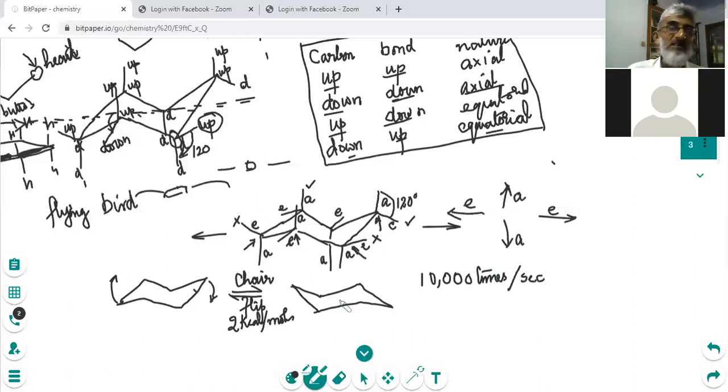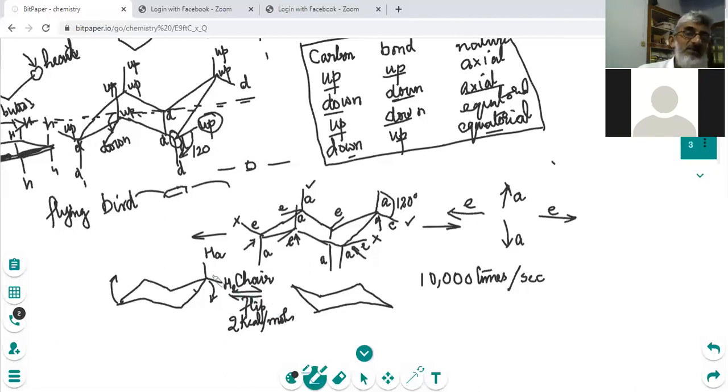So continuously this is getting interconverted. One chair form is getting converted to other chair form. And the intermediate is somewhat very similar to boat form, but exactly not the boat form. Okay. So that is the chair flip, and this is occurring 10,000 times per second. And during the chair flip, see here, this is H. I will just say this is H axial, and this is H equatorial.